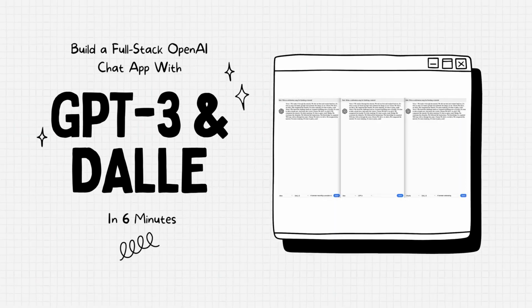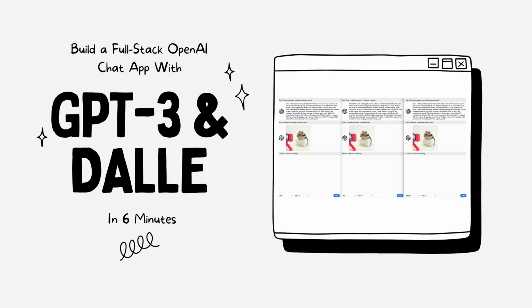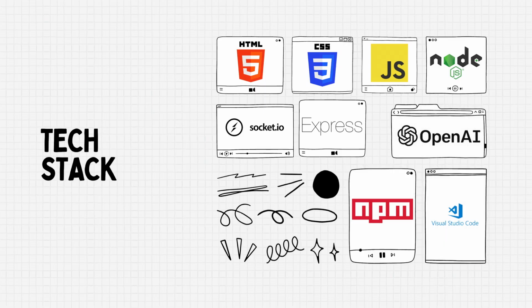In this video, I'm going to be showing you how to build a full stack OpenAI chat app with GPT-3 and DALL E in under 6 minutes. So for the tech stack that we're going to be using, we're going to be using all of this. And without further ado, let's dive right into it.